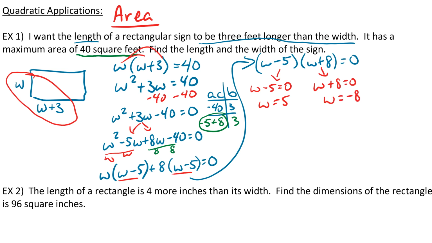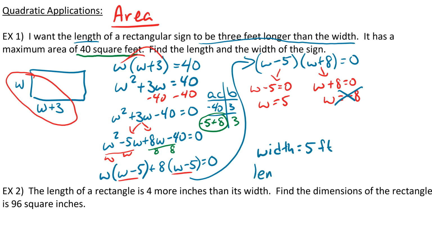Alright, now we have two answers here, but only one of them really makes sense. You've never been going down the highway and saw a sign that has a length of negative 8 feet. That just doesn't make sense. So anytime we get a negative in these problems, we can actually just throw it out. So we're just paying attention to the 5. So we now know that the width is 5 feet.